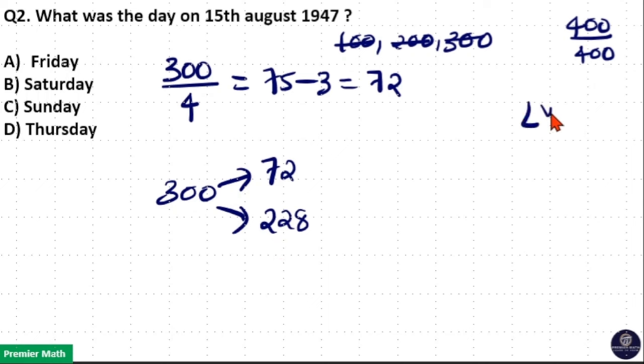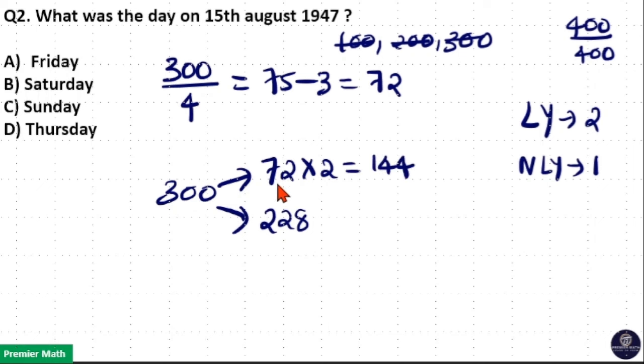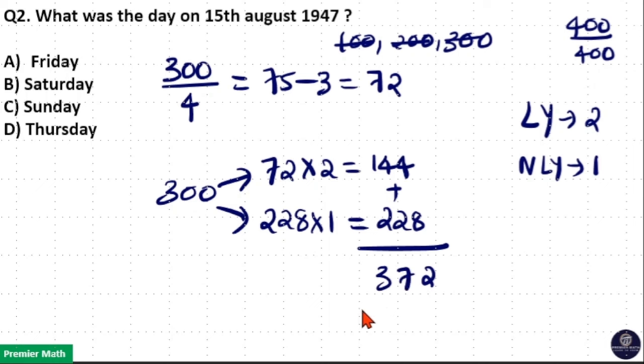Now, in a leap year, there are 2 odd days, and in a non-leap year, there is only 1 odd day. So, 72 into 2 is 144. That is, there are 144 odd days in 72 leap years. And 228 into 1 is 228. Now, if you add these together, this will give you 372.